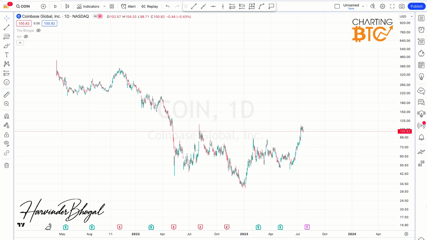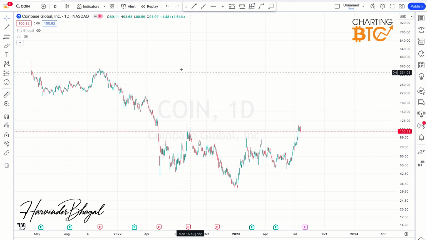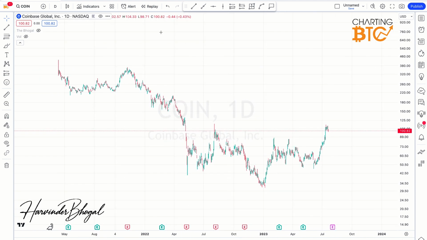This one's for you. You wanted me to look at Coinbase Global. All right, so I've got the right chart up, the NASDAQ, and just by looking at it, this is in a very bullish position.